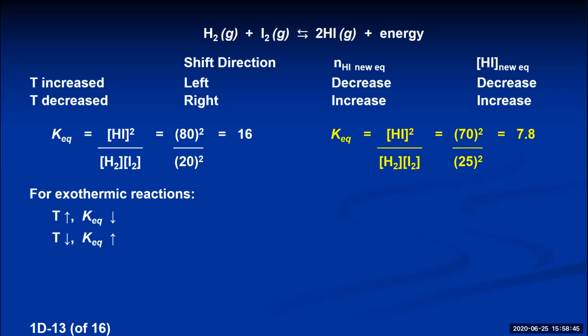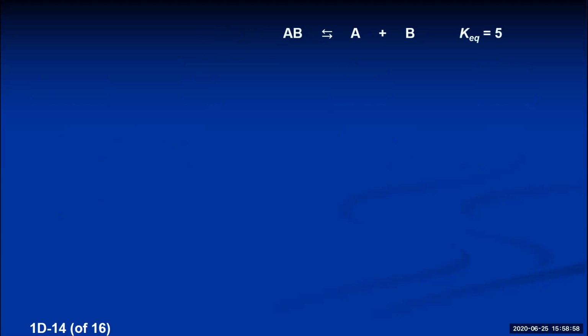So that's how you handle temperature effects on systems at equilibrium. If you change the temperature, Le Châtelier's principle can predict whether the forward or reverse reaction would become spontaneous until the system reaches equilibrium again. I want to talk about volume changes as the final concept here.